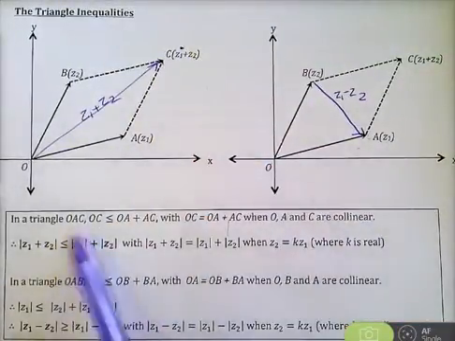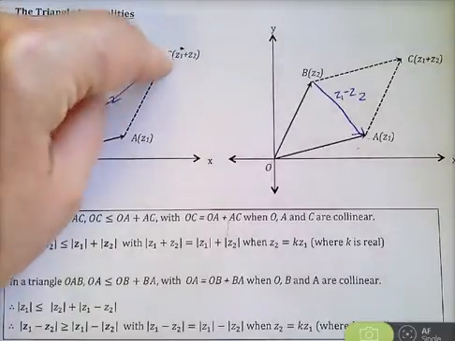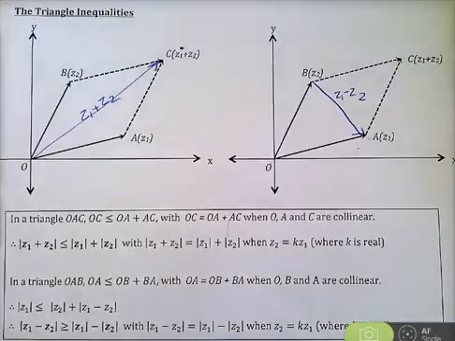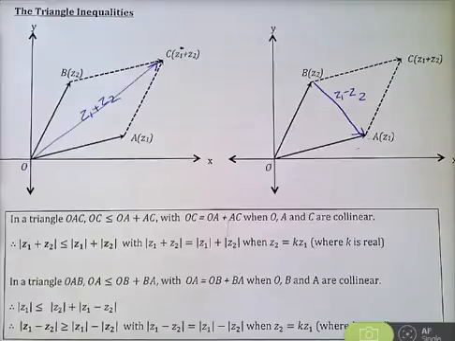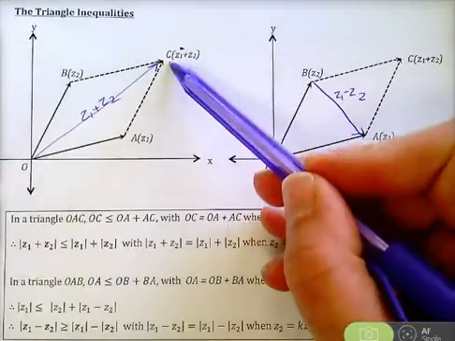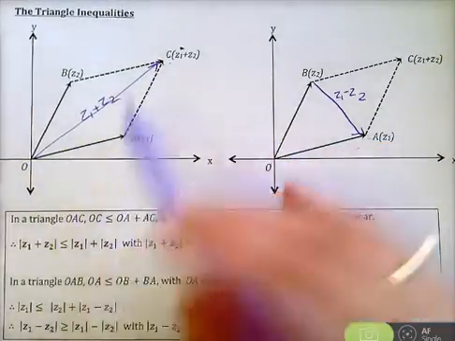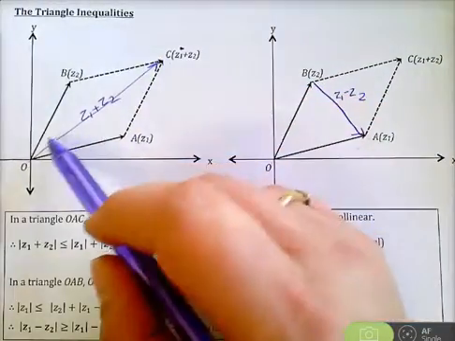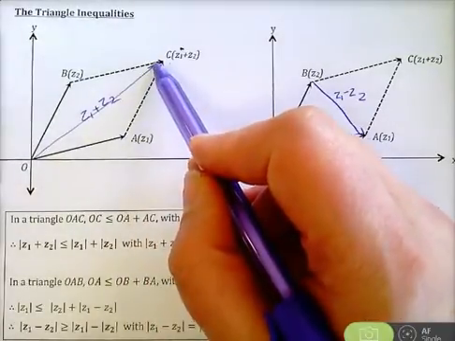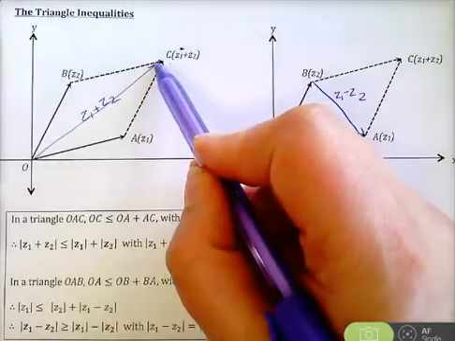So in a triangle, all this has got to do with is that the longer side has to be less than or equal to the sum of the two shorter sides in a triangle. That's what the triangle inequality is. So, for example, let's make nice small numbers. If that's got modulus 3, and this has got modulus 4, this can't be modulus 10. The triangle wouldn't close.